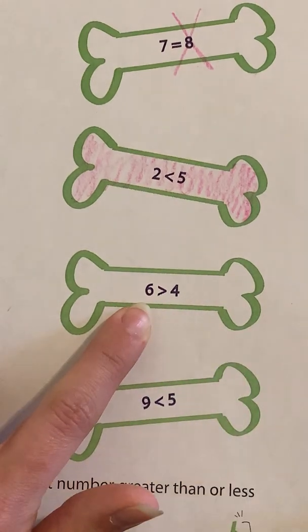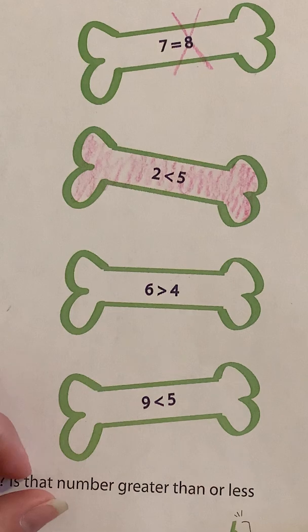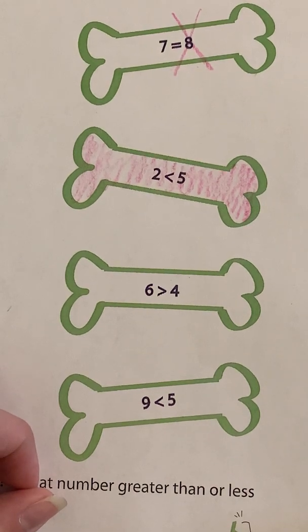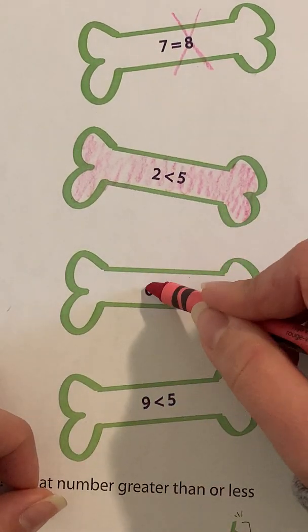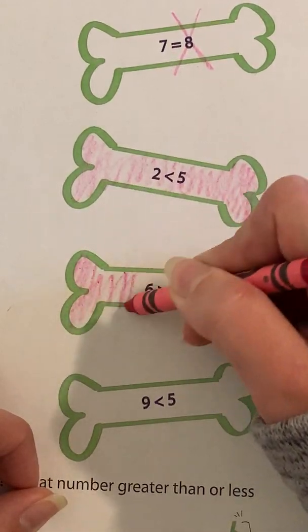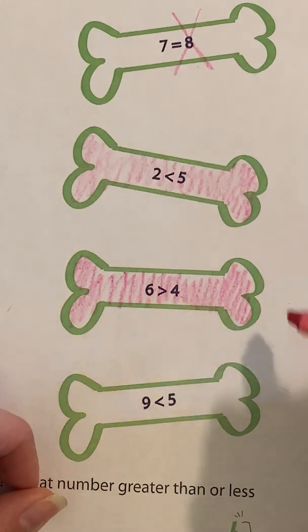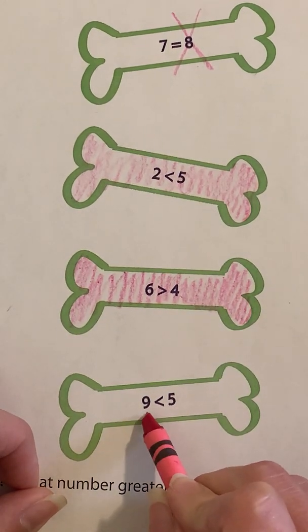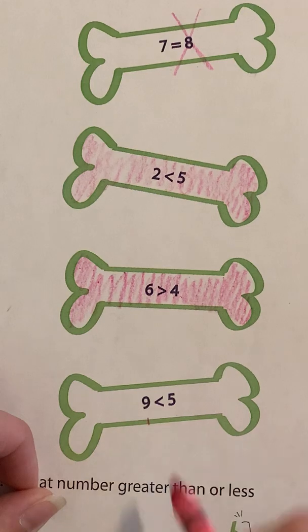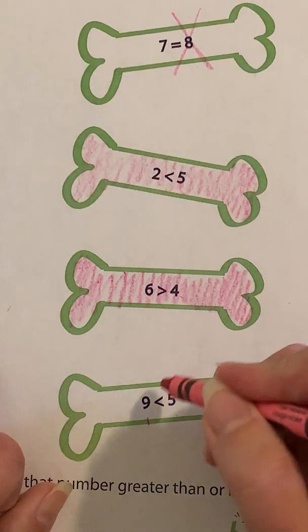6 and 4. And then 9 and 5. 6 is greater than 4. And 9 is definitely not greater than 5. I'd want to have 9 Skittles compared to 5.